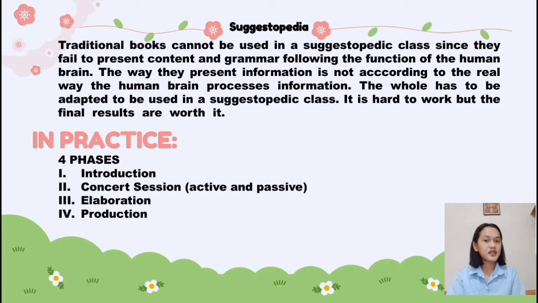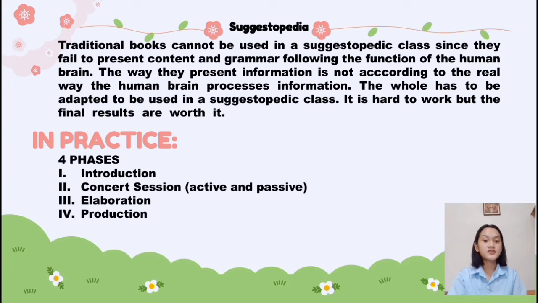In practice, the lesson of Suggestopedia consisted of 3 phases at first, then it developed into 4 phases as lots of experiments were done. So first, introduction. The teacher teaches the material in a playful manner instead of analyzing the lexis and grammar of the text in a directive manner.